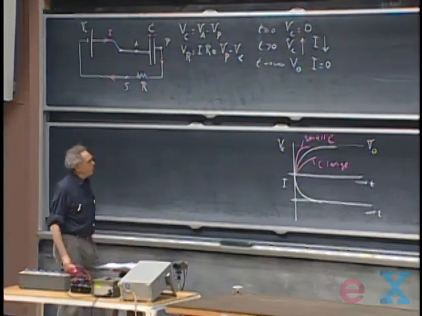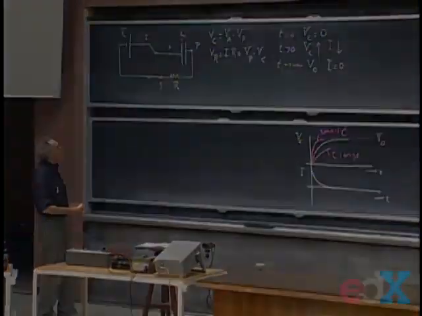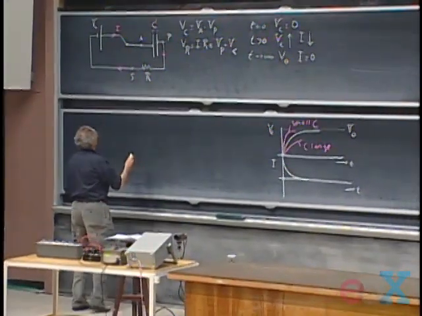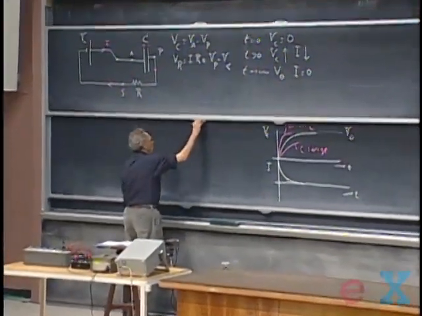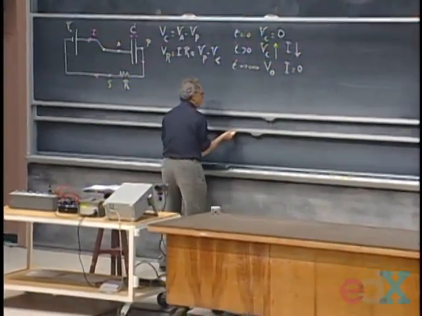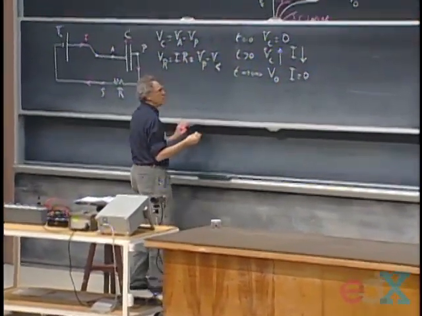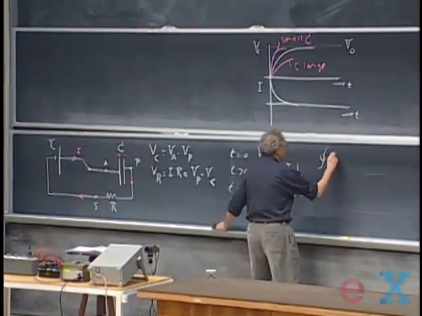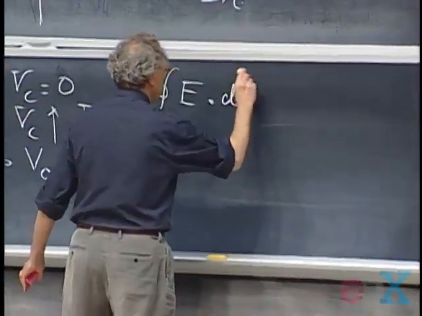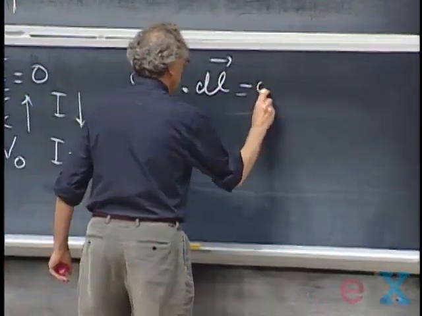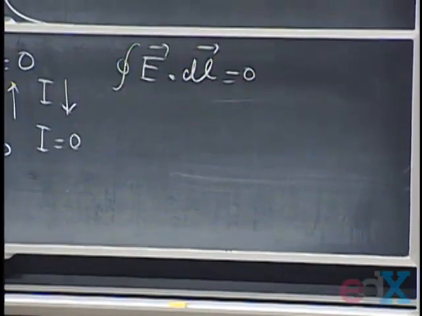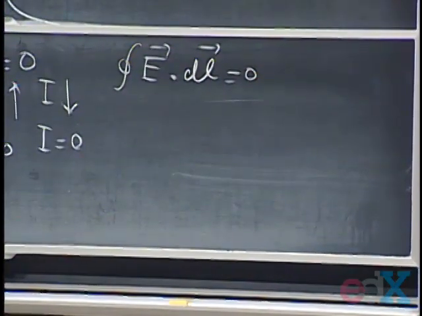Let's now do it the correct way. The closed loop integral of E dot dl happens to be 0, which will make Mr. Kirchhoff very happy. The closed loop integral of E dot dl in this circuit is 0. Mr. Faraday is happy and Mr. Kirchhoff is happy. There is no magnetic flux change here, we don't have self-inductances.